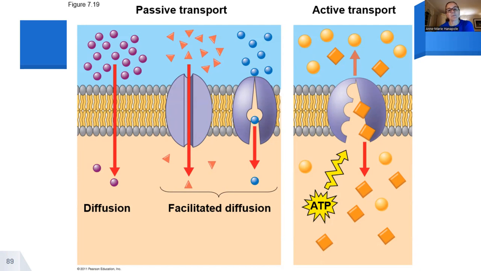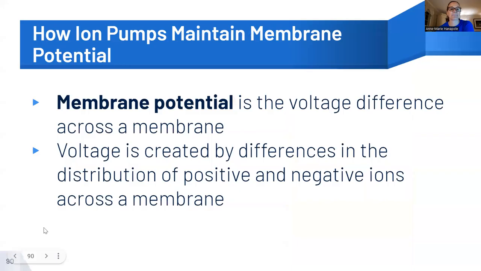And active transport is going against the concentration gradient. And because you're going against the concentration gradient, it's going to require ATP energy in order to do that. So active transport requires energy because you're going against the concentration gradient.